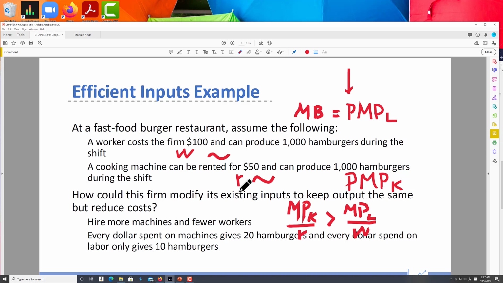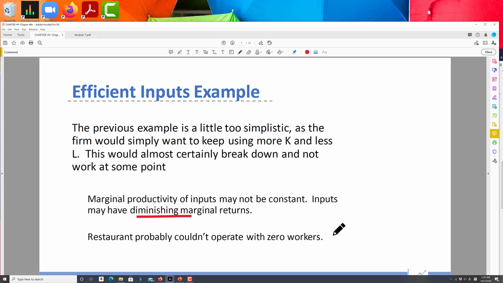Likewise, rent must be compared to the marginal product of capital times the price. So we are comparing these two ratios. If there is an inequality between these two ratios, we have not achieved the efficient combination of inputs. So let's consider an example.